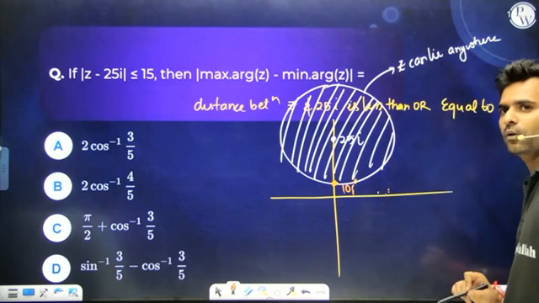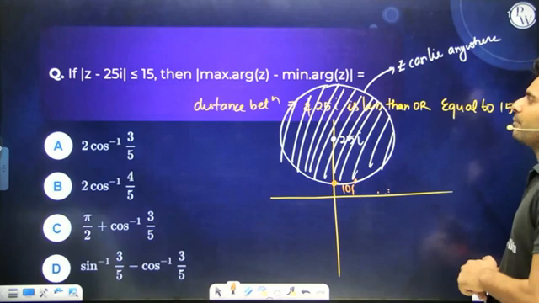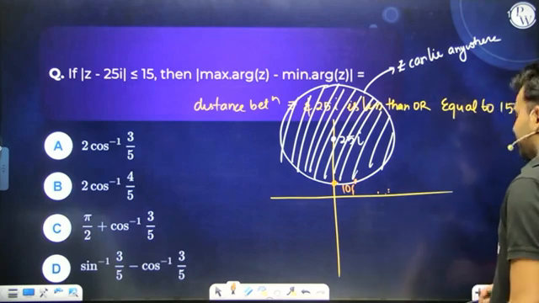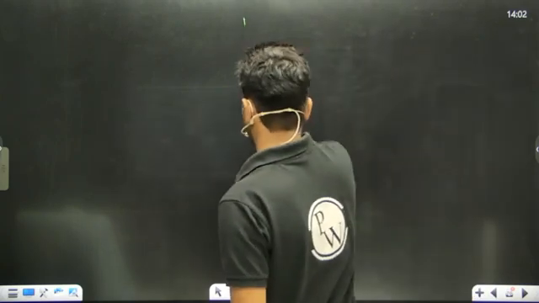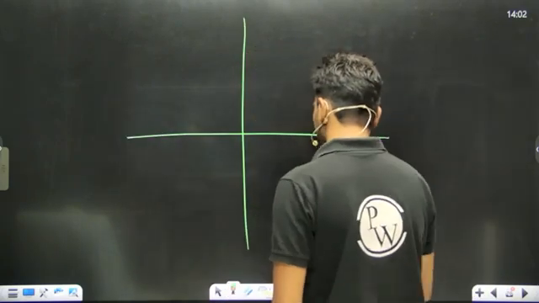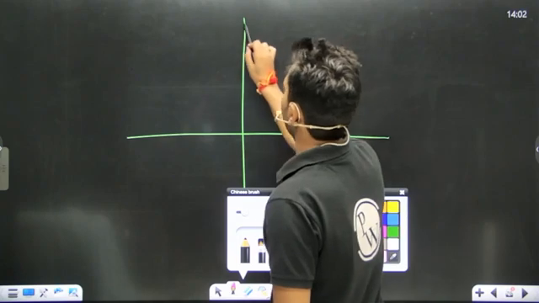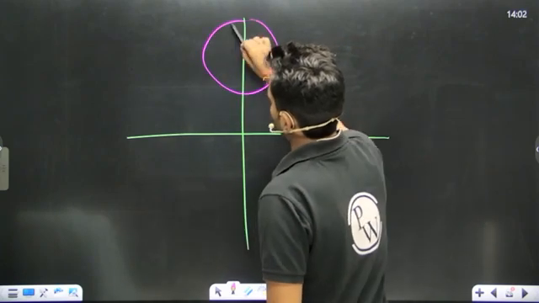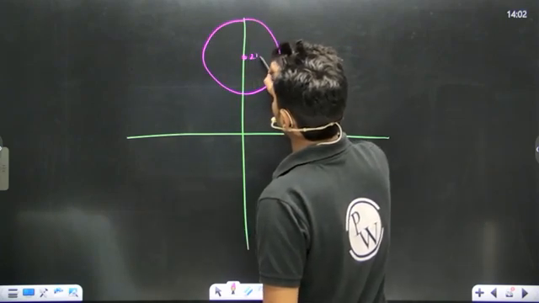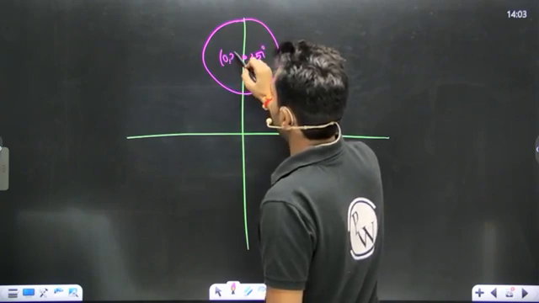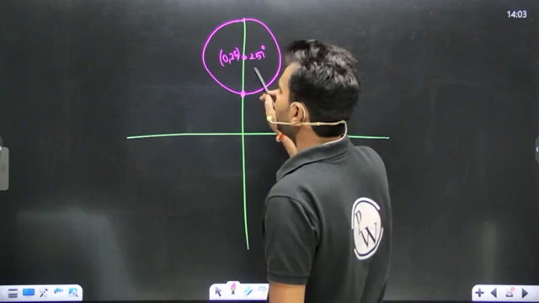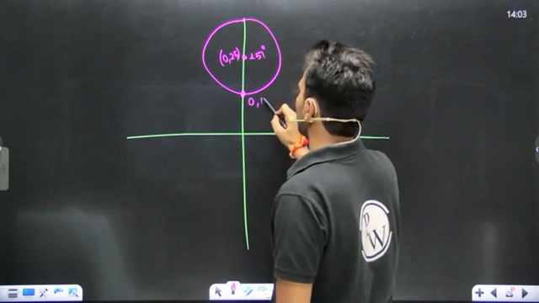Yes or no? Okay. Now the question is asking us the modulus of maximum argument of z minus minimum argument of z. Now this problem is of circles, not of complex numbers. But as I told you, if you have a good command over geometry, then it is going to help you in other topics as well. So this is 25 iota, so this point is the same as 0, 25. This radius being 15, this is going to be 0, 10.